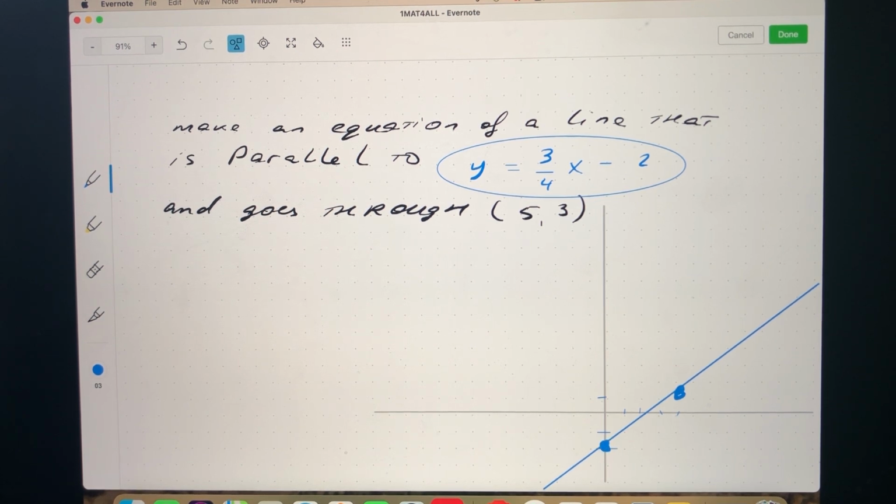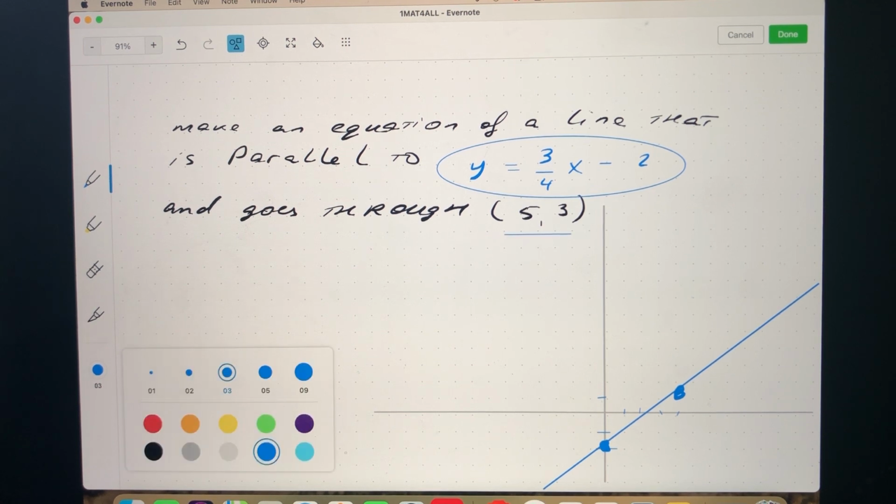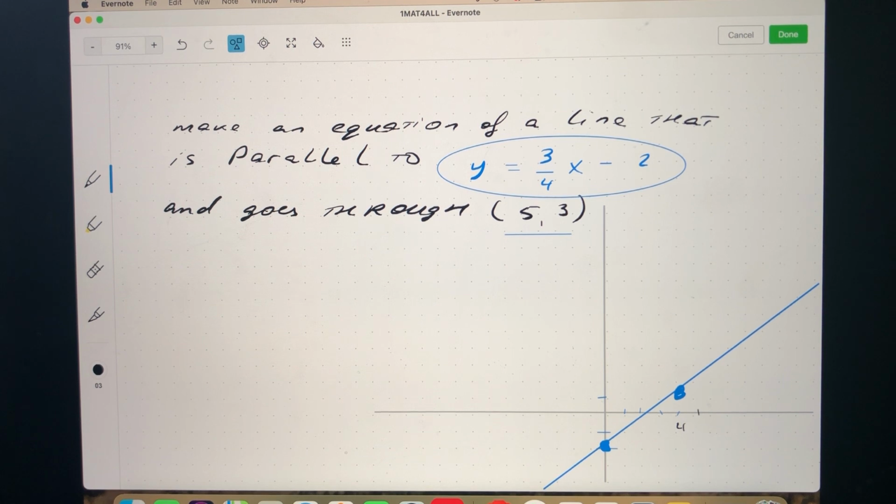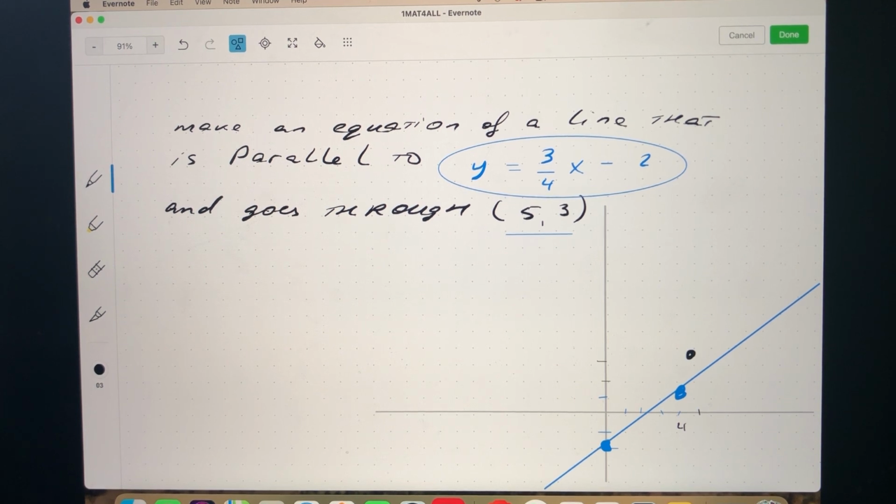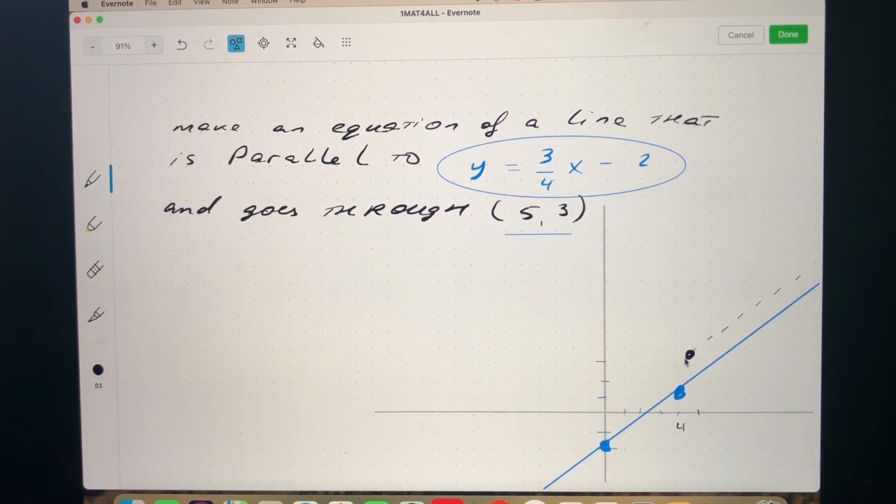And for that equation, now we're also given a point, (5, 3). So (5, 3) is going to be here. That was 4, 5, and 3. So (5, 3) is about here. And we are asked to find an equation of a line that would be parallel to the blue and would go through our given dot that is here.